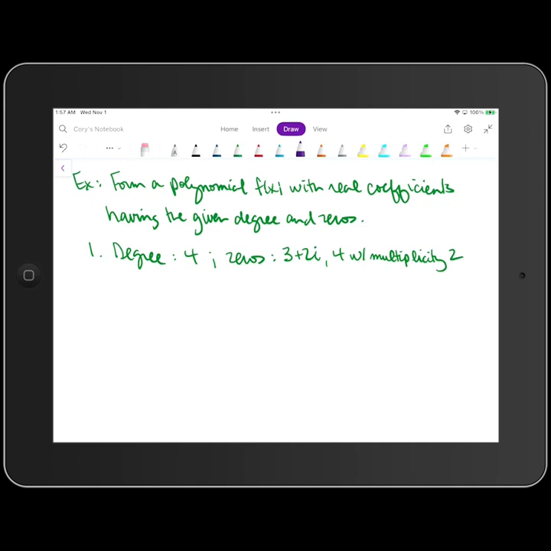So the one zero that we know the polynomial has, but is not explicitly stated, is the conjugate of 3 plus 2i, which is 3 minus 2i.